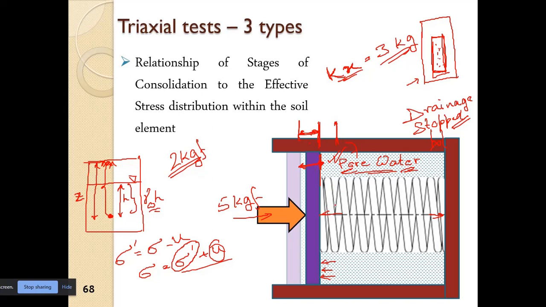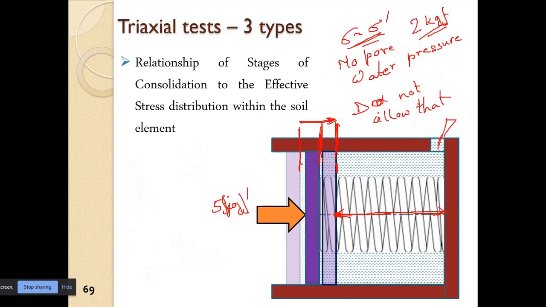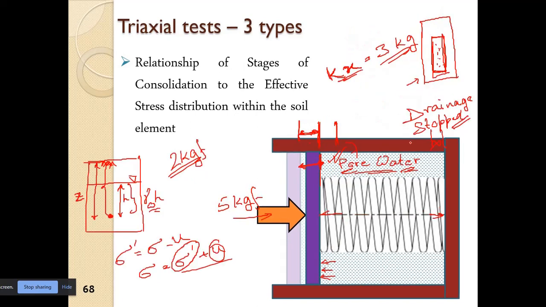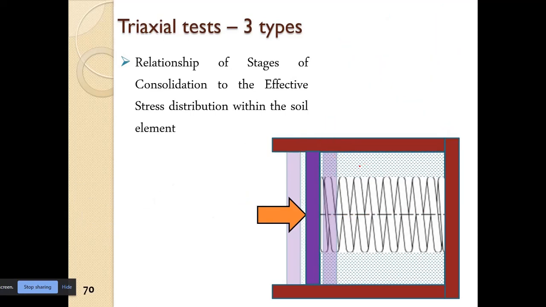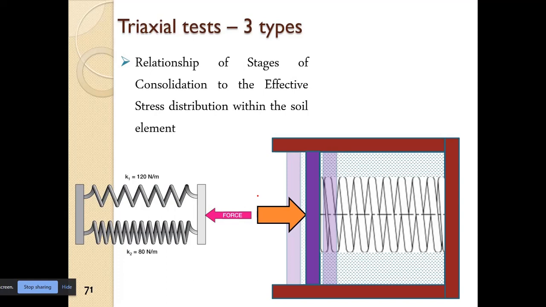So that is the basic idea of what is happening within the soil sample, and we need to visualize this, because in the next classes when we discuss the stress path and how the pore water pressure develops, it will be very important. Here we do not allow the drainage to occur, so that is why there is development of pore water pressure. If we now allow the drainage, the pore water pressure will dissipate, and there will be a total consolidation of the soil, right? So we can correlate that to these two springs.